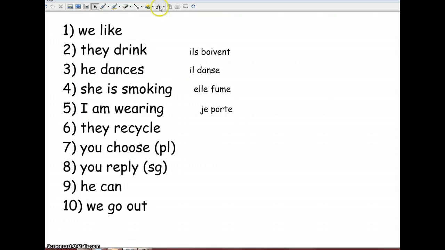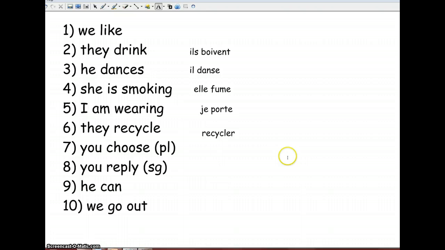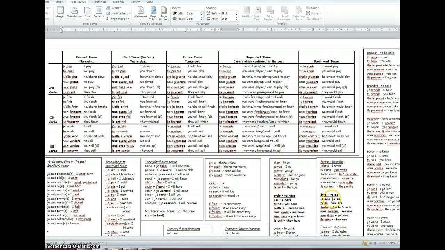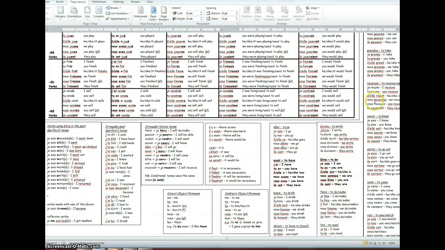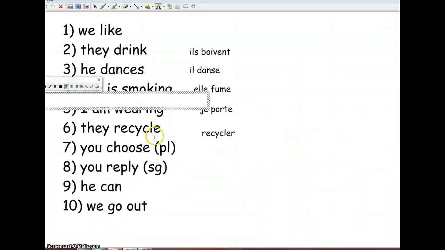Right, they recycle. We look up in our dictionary, recycler is to recycle, and the first thing we need to do then, after we've got our infinitive to recycle, we need to check and see if recycler is on our list of irregulars. No, it's not. So again, it's an er verb, and I've forgotten who was it.